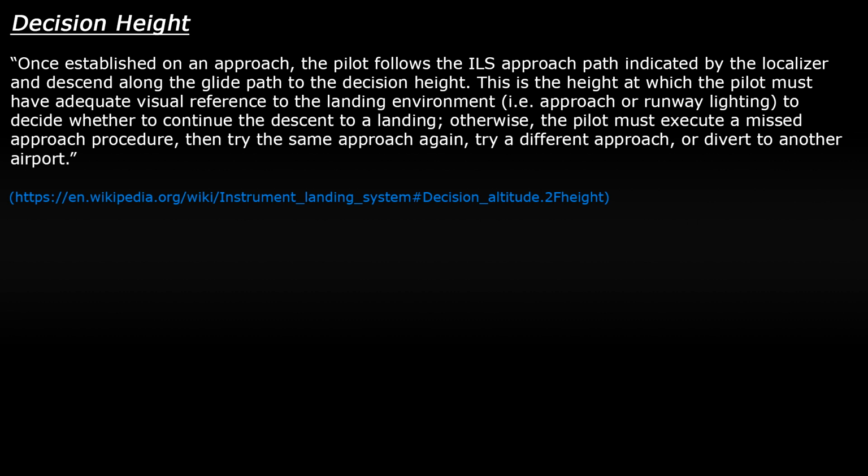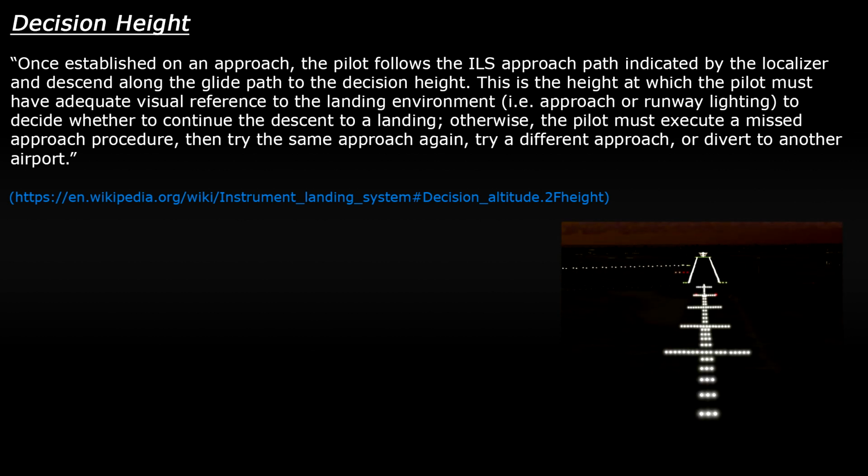Alternatively, larger airports may have an array of lights which extend beyond the end of the runway. If a pilot can see these lights at the decision height, that also counts as visual confirmation and allows a pilot to complete the landing. Now, if the pilot cannot see the lights or the runway at the decision height, they have to perform a missed approach procedure, also known as a go-around.